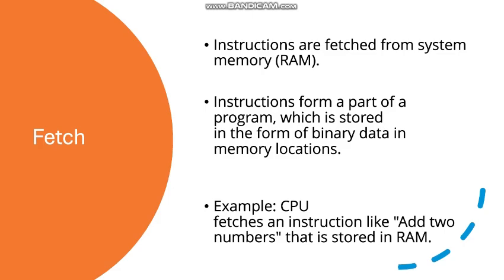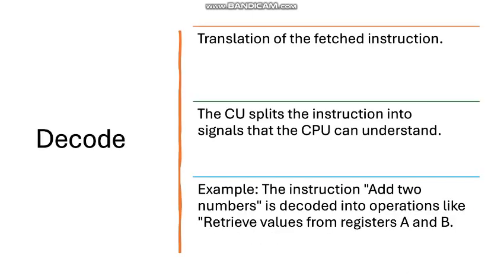First one is fetch. Let's talk about fetch. Fetch is where instructions are fetched from system memory. Instructions form part of a program which is stored in the form of binary data in memory locations. Examples for fetch: the CPU fetches instructions like add two numbers that is stored in RAM.